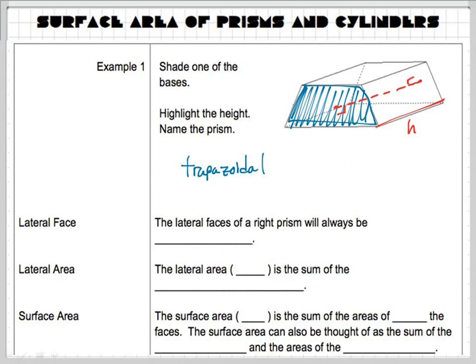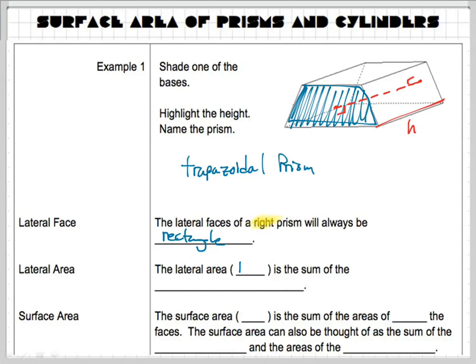Trapezoidal prism. Alright, we've only been doing all this boring vocabulary stuff. The lateral faces of a right prism will always be rectangles. Notice it says right. You underline it, highlight it, whatever you gotta do to remember it.